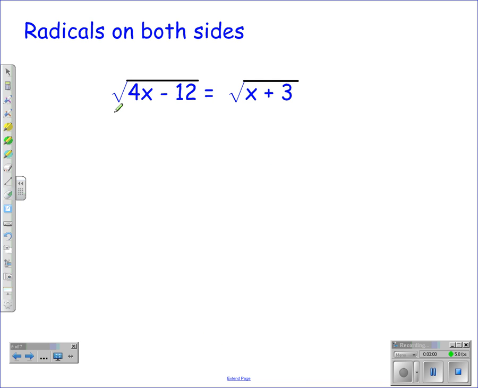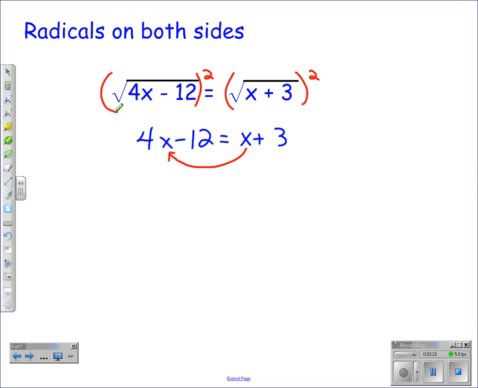When we have radicals on both sides, you've gotten them isolated, one on each side. Then go ahead and square both sides so that you can get rid of the square root signs. That gives us 4x minus 12 equal to x plus 3. We want to move our like terms together, so let's move the x over with the 4x. That gives us 3x minus 12 equals 3.